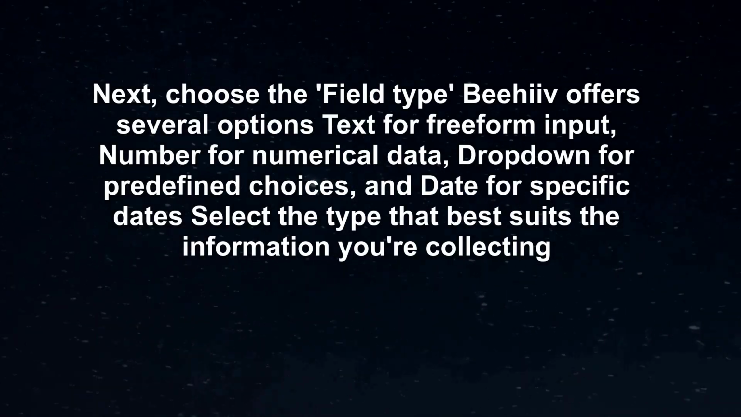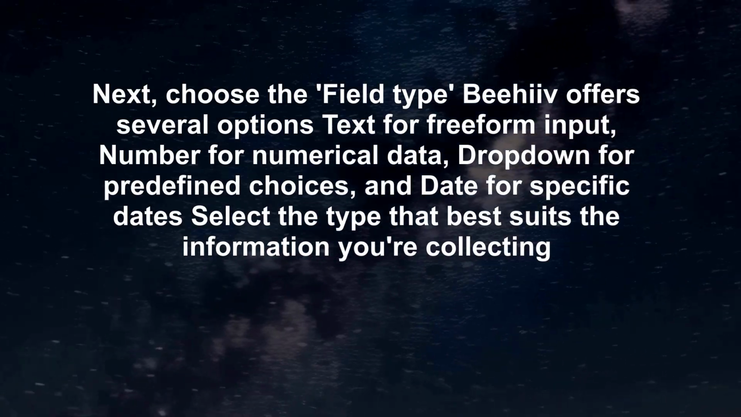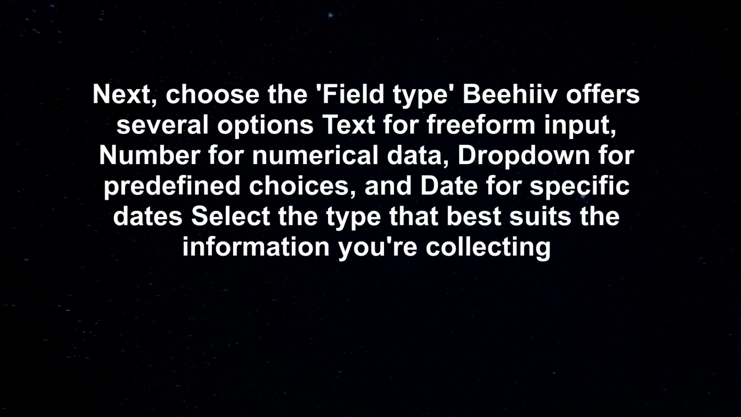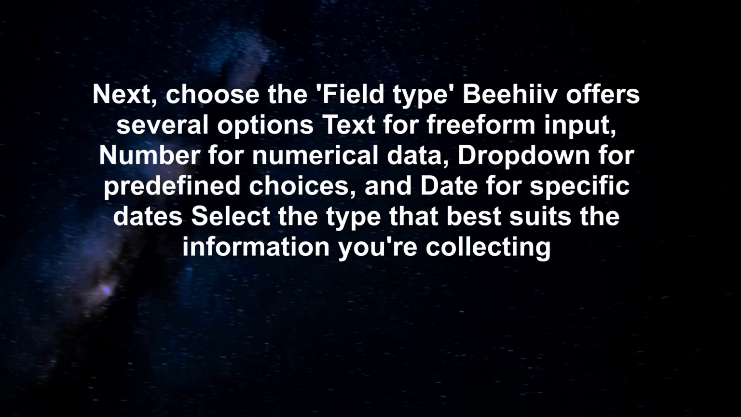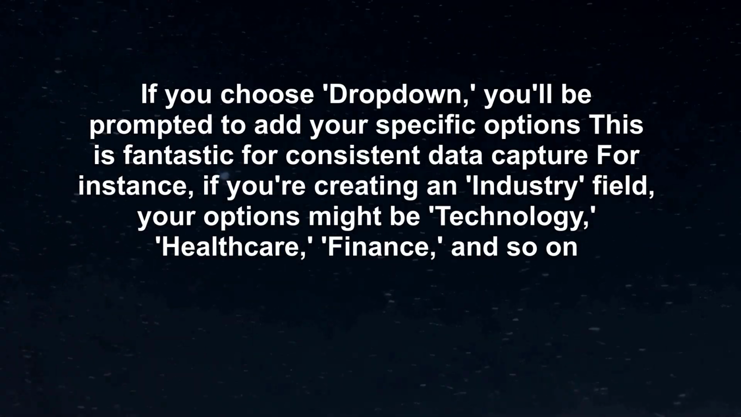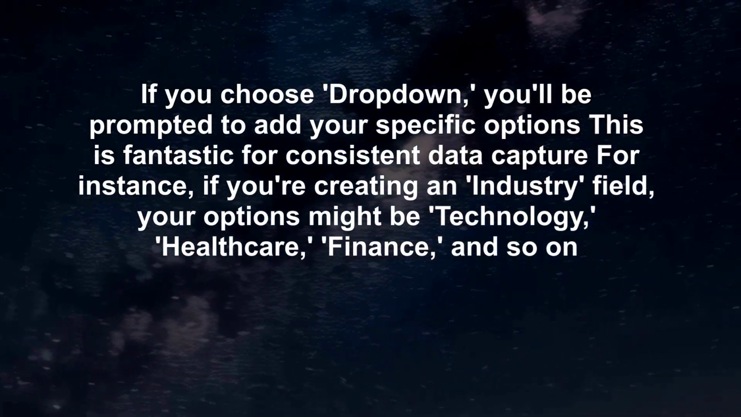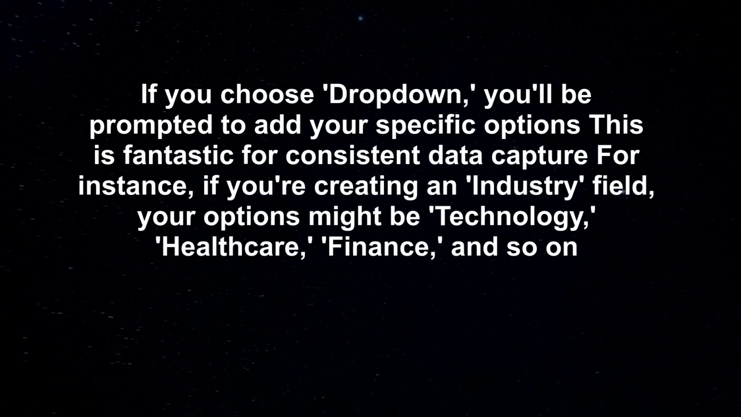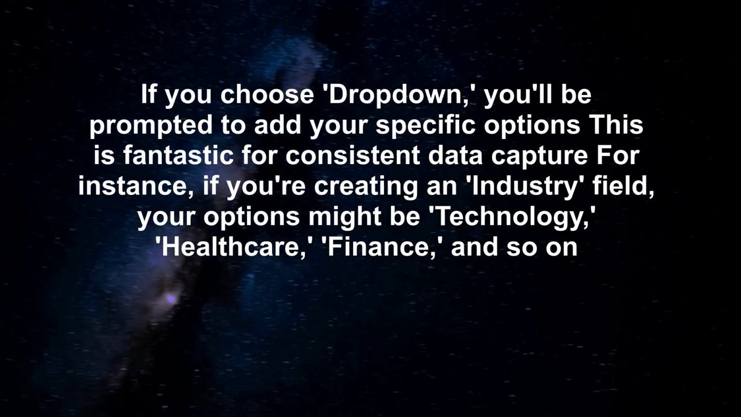Next, choose the field type. Beehiiv offers several options: text for freeform input, number for numerical data, dropdown for predefined choices, and date for specific dates. Select the type that best suits the information you're collecting. If you choose Dropdown, you'll be prompted to add your specific options. This is fantastic for consistent data capture. For instance, if you're creating an industry field, your options might be technology, healthcare, finance, and so on.